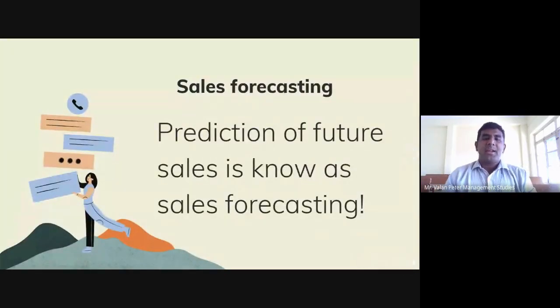So we'll come back to sales forecasting. What do you mean by sales forecasting? Sales forecasting is nothing but prediction, prediction of sales. Today I sold this much, tomorrow I will be selling this much. This is what is known as sales forecasting. This is very, very important. Sales forecasting is very essential in an organization. It cannot be omitted from any organization.